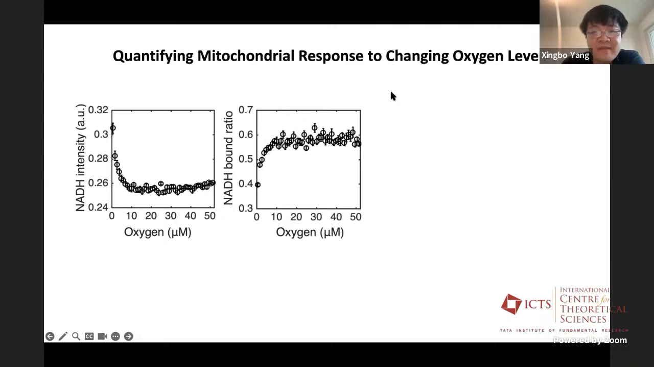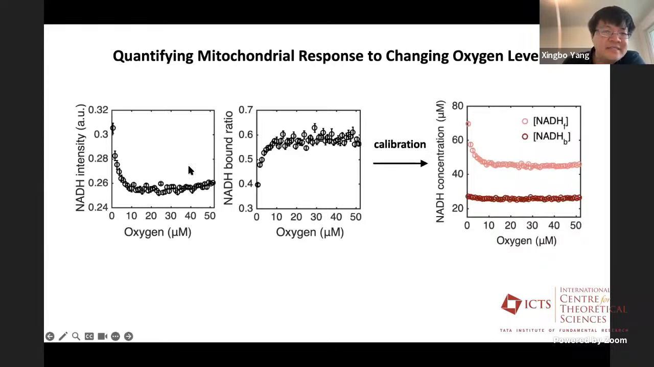And then I have another piece of information, which is the NADH bound ratio. So this is basically NADH bound over NADH free. Let's remember that quantity. This quantity also decreases, right? So that means as you drop oxygen, you have relatively less bound and more free. And you can calibrate these intensities, and then you can make that into actual concentrations. And if you do that, you can see that, yes, indeed, the NADH-free concentration is responding, and it increases, there's more free NADH at very low oxygen. NADH bound is more or less constant, and that results in a decrease of the NADH bound ratio.